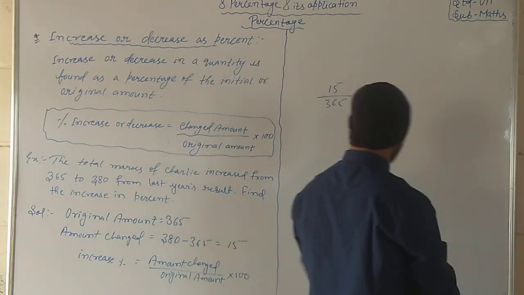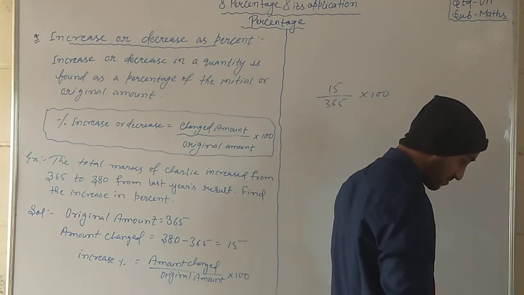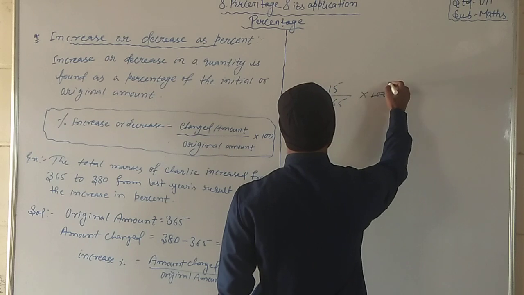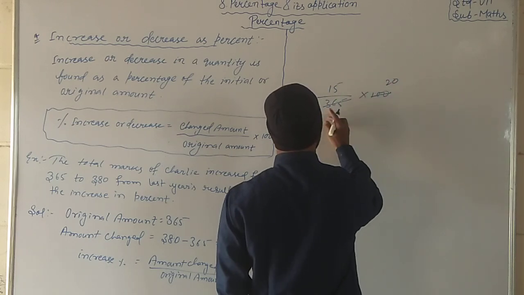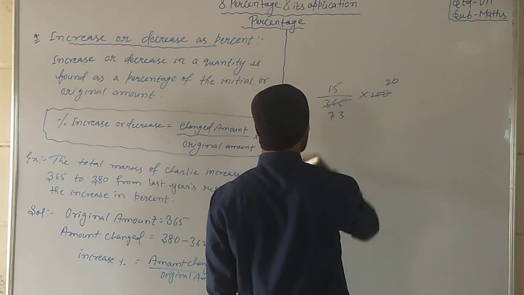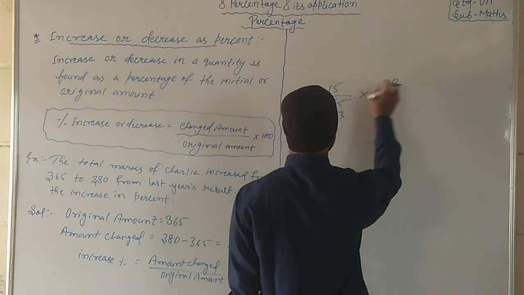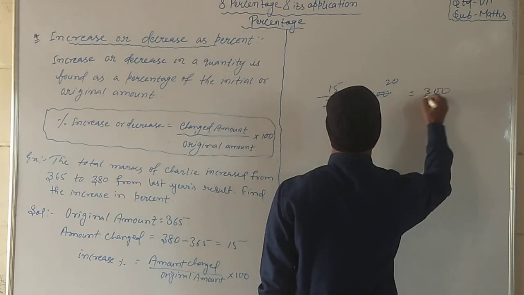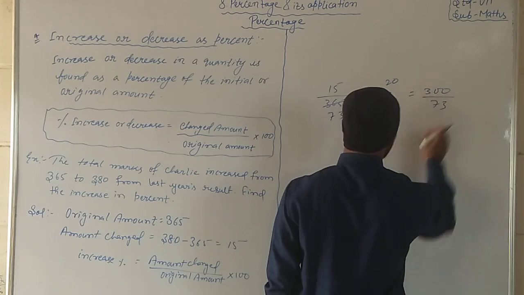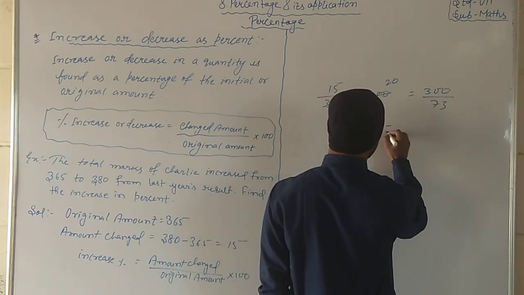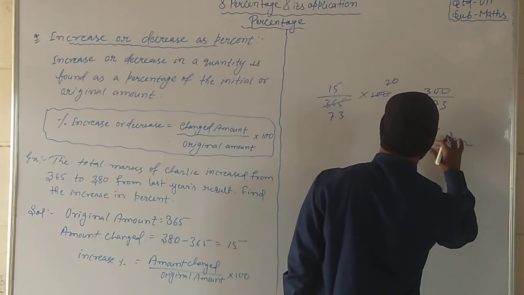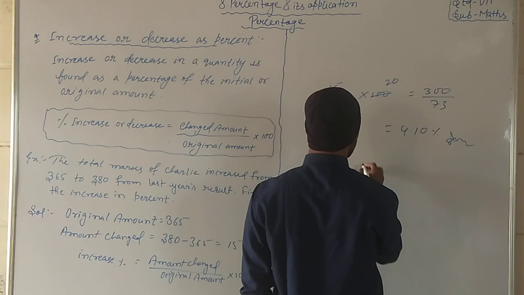Students, just solve it. As you solve, you will get 1500 by 365. Now students, when we divide 1500 by 365, the result will become 4.10 percent. It is your answer. You can check it by dividing.